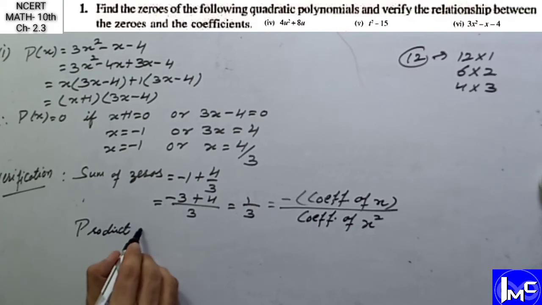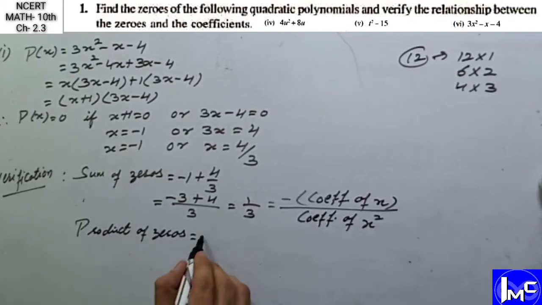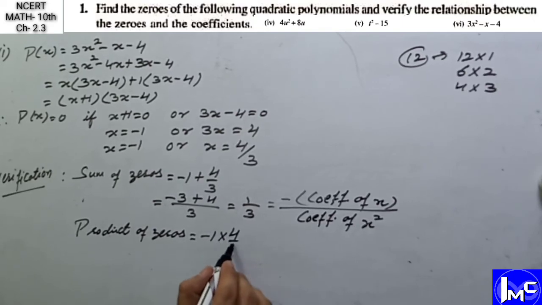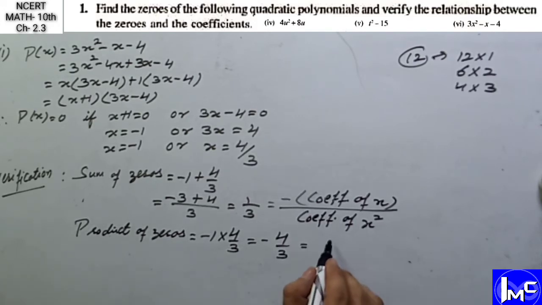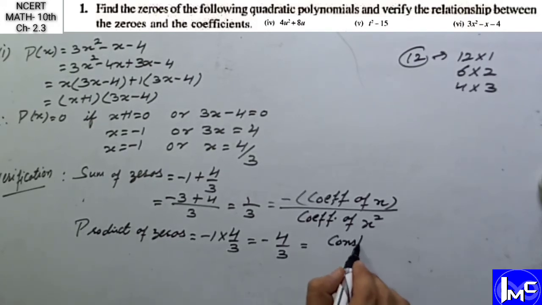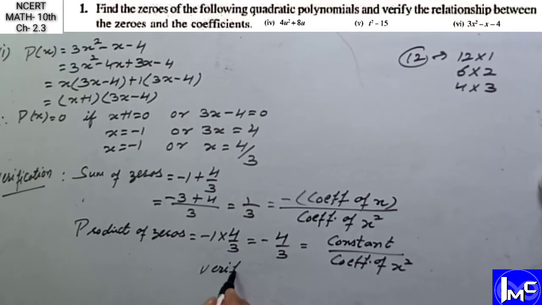And product of zeros, minus 1 into 4 by 3, that will be minus 4 by 3, and it is equal to constant term over coefficient of x square. Hence verified.